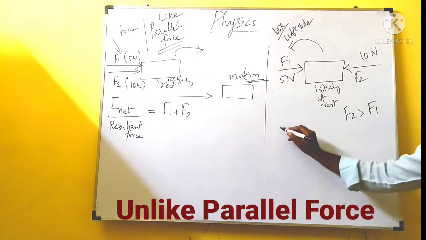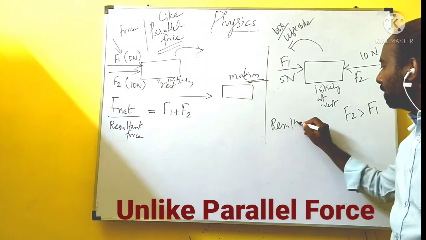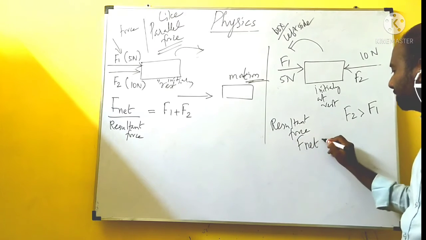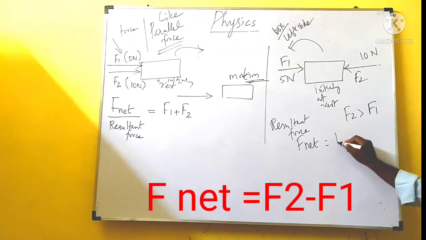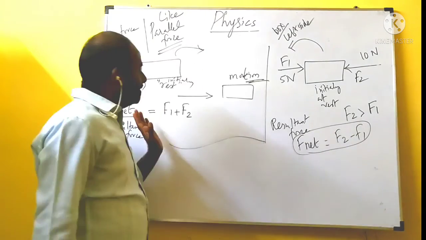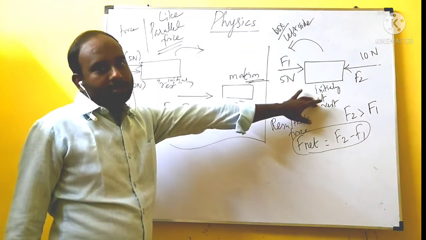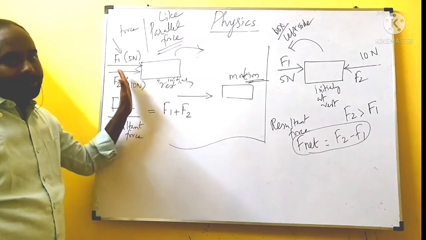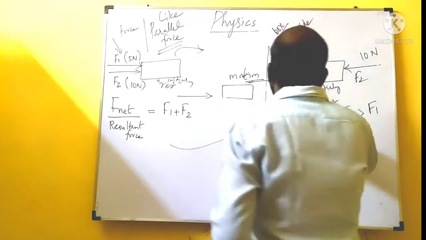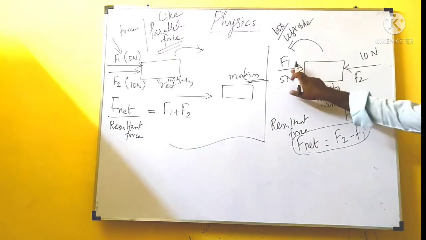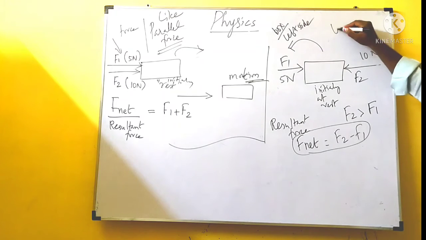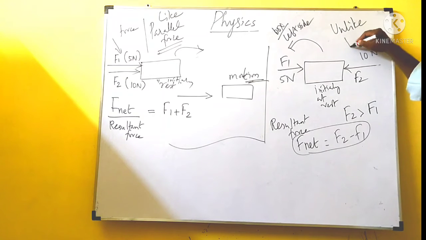So the resultant force can be given as F net is equivalent to F2 minus F1, the difference between the two forces. Here both forces are acting in the same direction, so this is called parallel force. But the forces acting on the opposite sides, parallel to each other, are called unlike parallel forces.